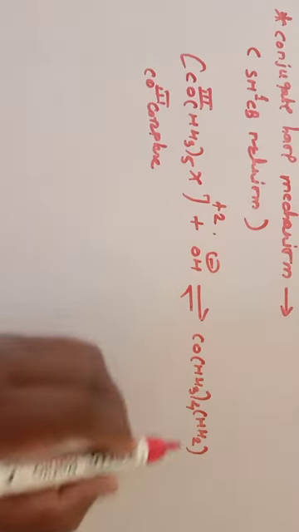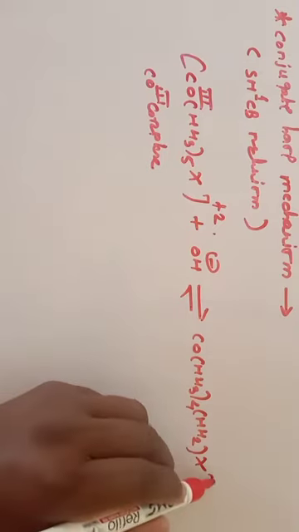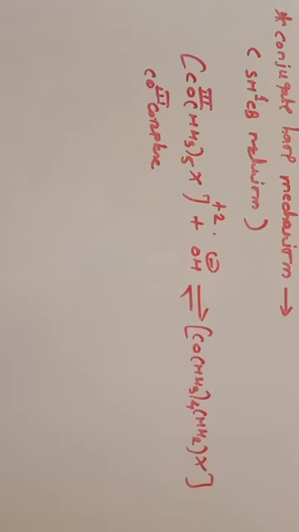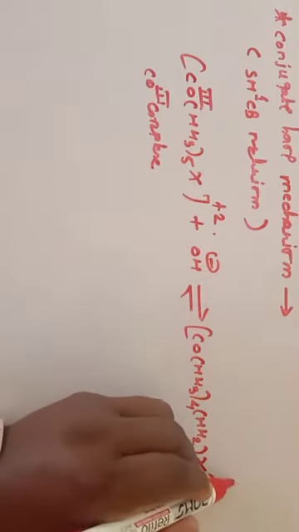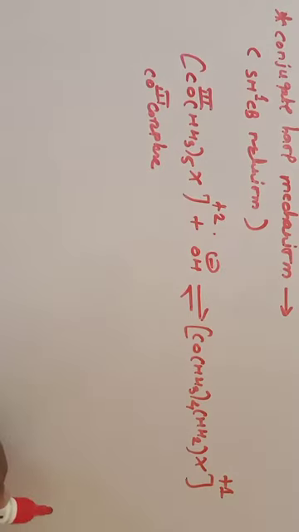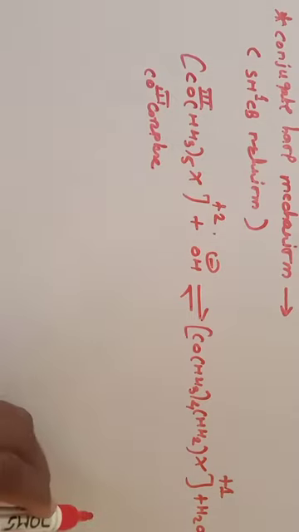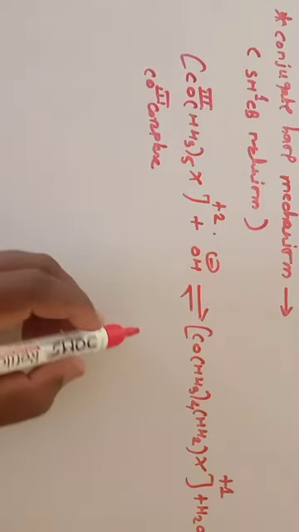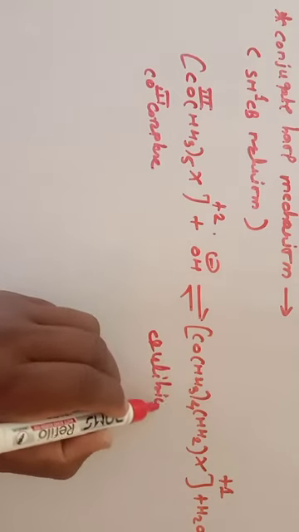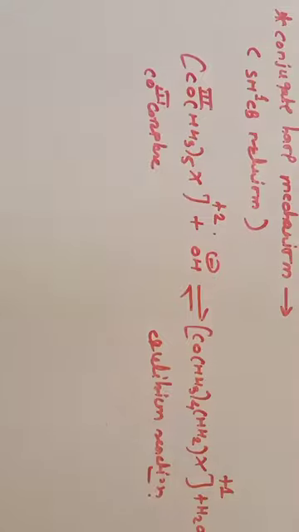So Co(NH3)4(NH2)X, and due to this conjugate base formation, the charge on this complex decreases by 1 unit, and we get one water molecule. This is your equilibrium reaction.